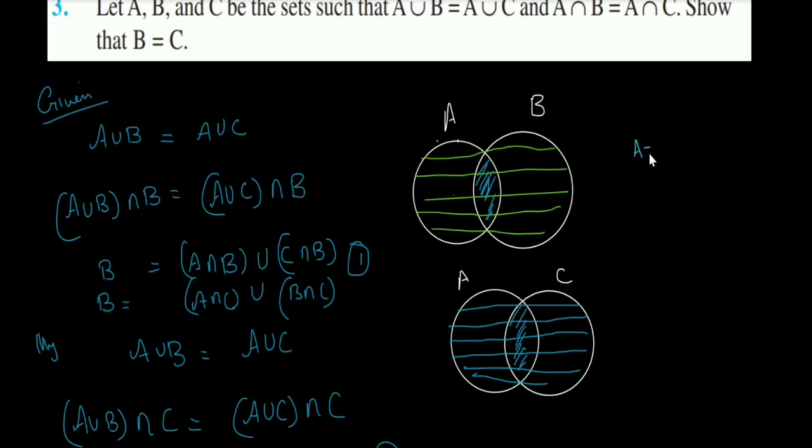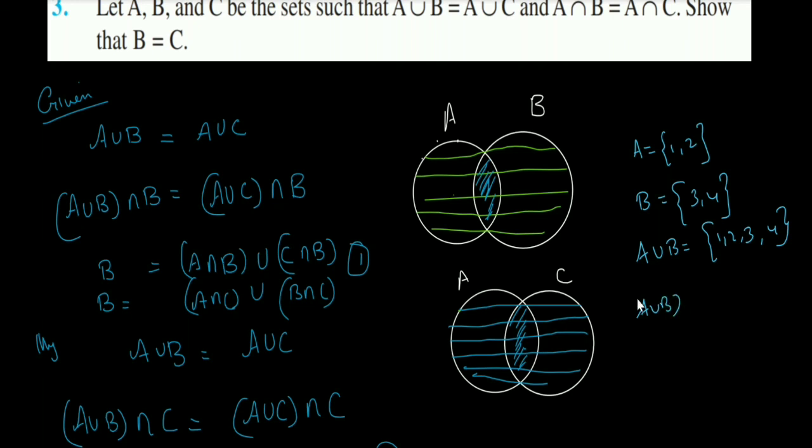Suppose A is 1, 2 and B is suppose 3, 4. What is A union B? It will be 1, 2, 3, 4. What is A union B intersection B? What is common? This 3, 4. 3, 4 is nothing but the set B. So A union B intersection B is equal to B.